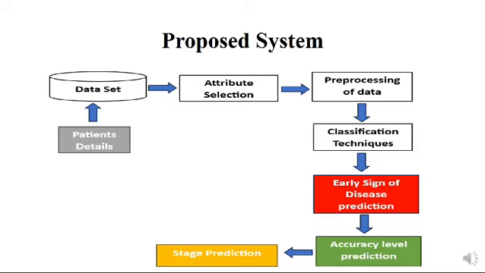In this proposed system, from the data set with the person's details, we go with attribute selection. Based on the urine test and blood test results, the attributes will be selected, and the selected data will be pre-processed, and classification techniques will be applied, and the early signs are predicted. Based on that, we can predict CKD and non-CKD. The next stage, we can identify the accuracy level of the prediction.